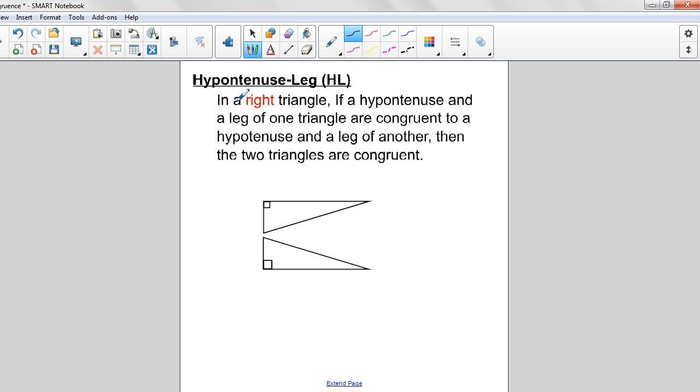So, hypotenuse leg theorem: in a right triangle, if a hypotenuse and a leg of one triangle are congruent to a hypotenuse and a leg of another triangle, then the two triangles are congruent. So if it was told to you that, for example, this side was congruent to that side, and one of the legs, say this one, is congruent to its corresponding leg, then you have enough information and you can say the two triangles are congruent to each other.